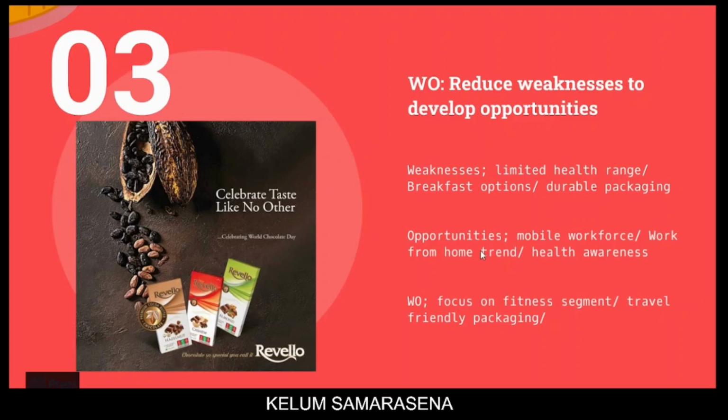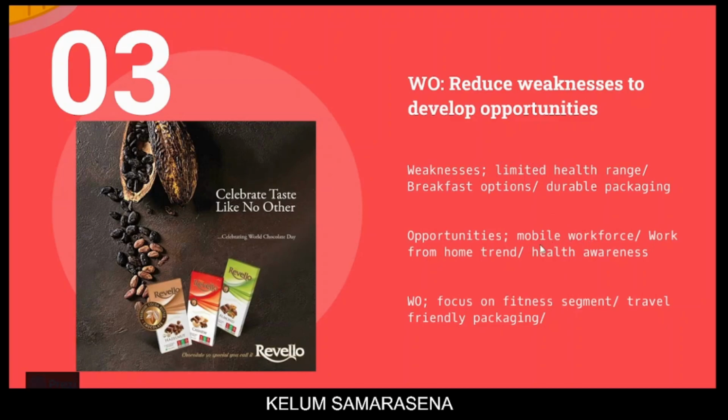What about the opportunities Munchie is having? That means things that they can do. Our workforce is very mobile. Average Sri Lankan worker travels a dozen miles. Imagine the number of people coming into Colombo. About up to 500,000 people travel more than 10-15 miles to come to Colombo. And there's a trend for work from home. And health awareness is highly increased after the pandemic. So these are the opportunities for them to come up with new products.